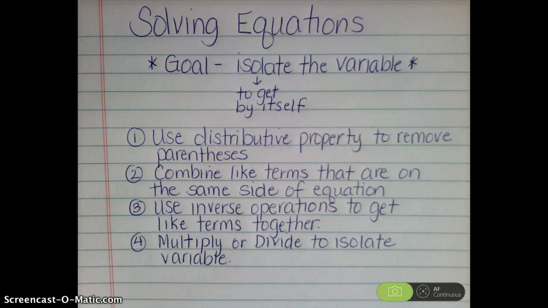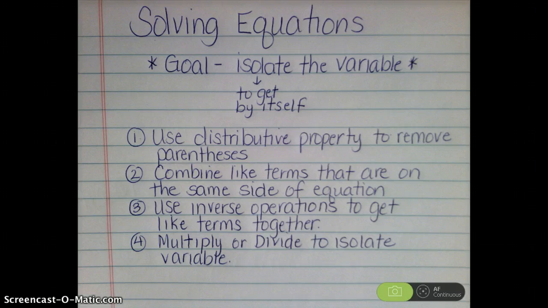The first step that we're going to use is the distributive property to remove parentheses, if necessary. After removing the parentheses, we will then combine like terms that are on the same side of the equation. Your third step will be to use inverse operations to get the like terms together. By inverse operations, addition and subtraction are inverse, multiplication and division are inverse.